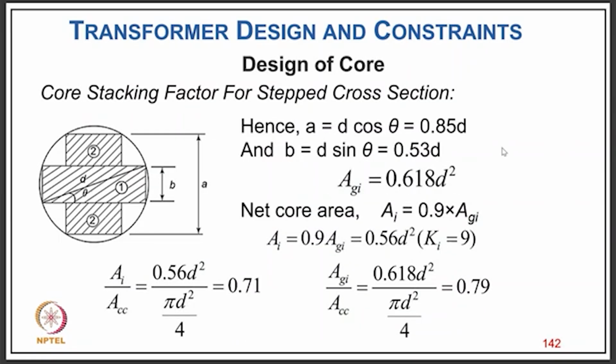So now coming to here, A equal to D cos theta will be 0.85 D, and B will be D sin theta, 0.53 D, and AGI will be 0.618 D square, and hence net core area will be AI equal to 0.9 AGI. So AI equal to 0.9 AGI, that becomes 0.56 D square, where KI is 0.9. So AC upon AG will be 0.56 D square upon pi D square by 4, that is 0.71. So AGI upon AC becomes 0.618 D square divided by pi D square by 4, that becomes 0.79. So compared to square core, we improved to 0.79.